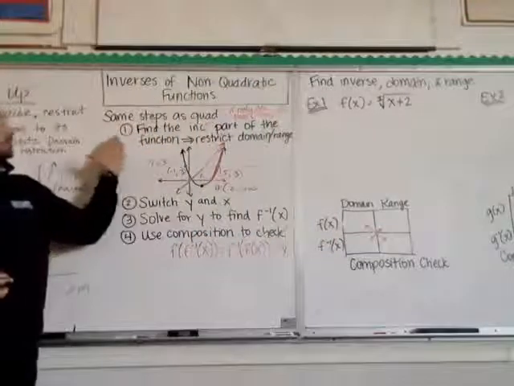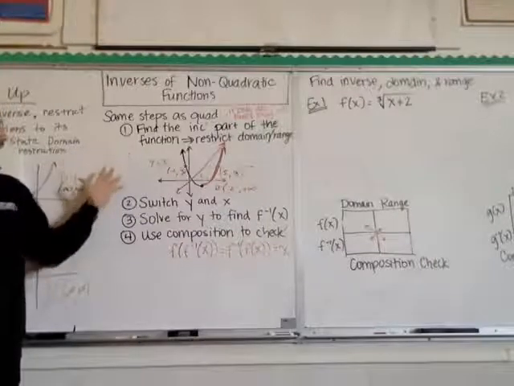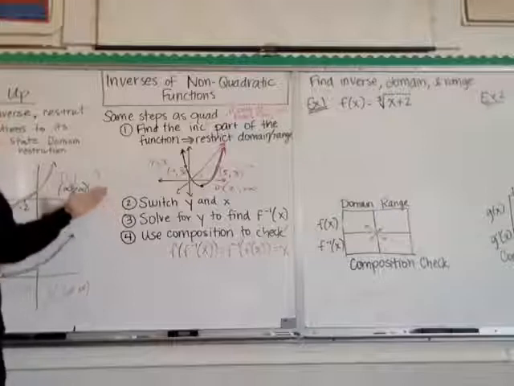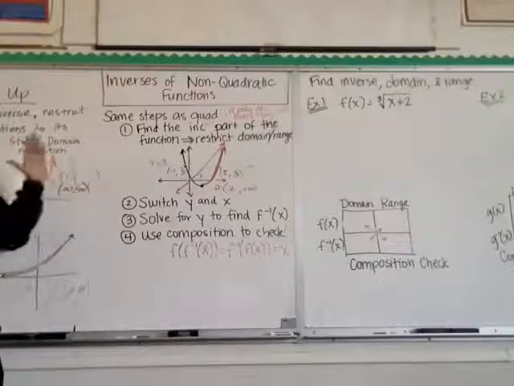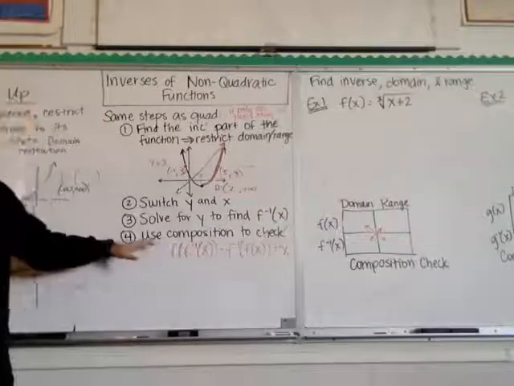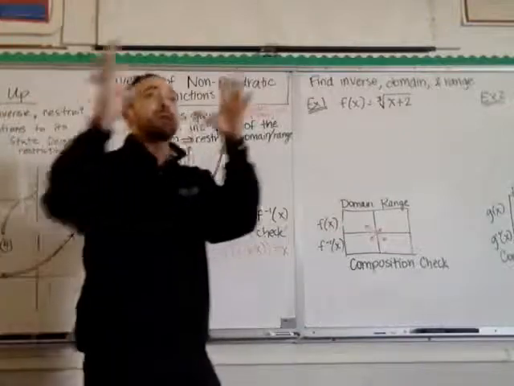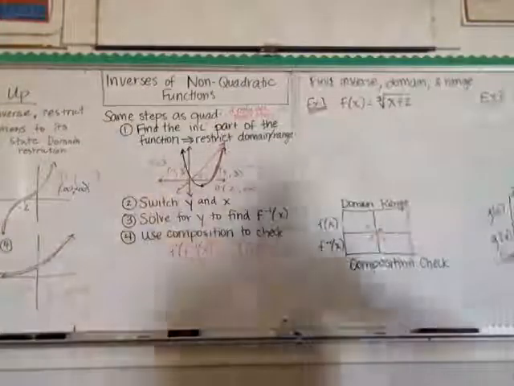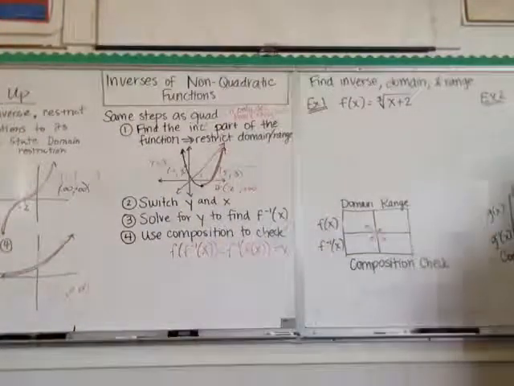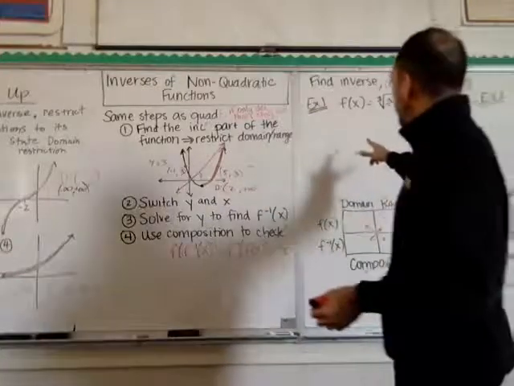So the same thing, we're going to restrict part of the function, restrict the domain and range. For number 2, we're going to switch the x and y, solve for the new y, and relabel it with our inverse notation. And then use the composition to check. So we take our answer for the inverse and put it in for x in all the places of the regular function. Then we see if we can get x at the end. Okay, so let's look at this one right here.